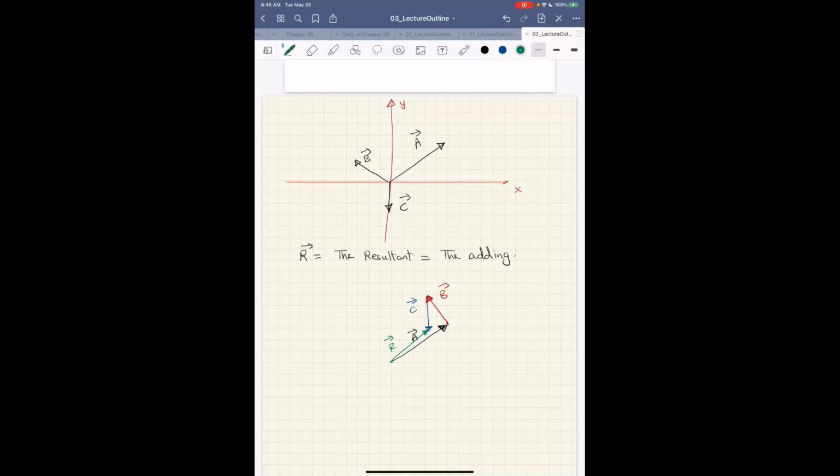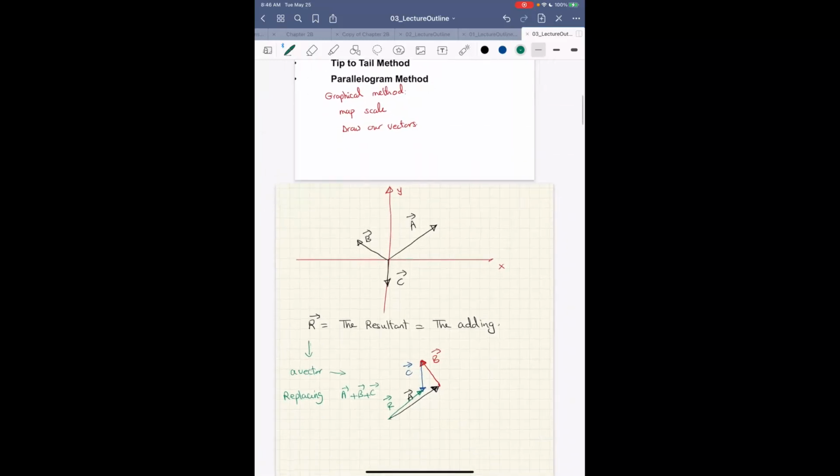Then R is a vector that is really equivalent to, or replacing, A plus B plus C. Okay, then this is the meaning of having the resultant.